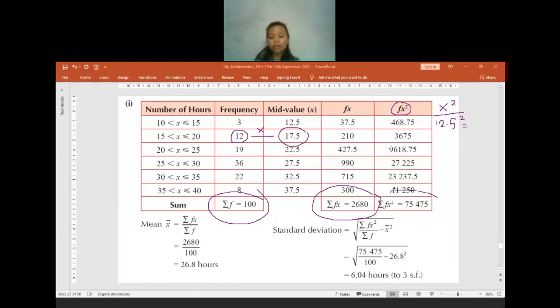After that, for finding the standard deviation, you need to find the total of fx squared first. After that, you divide it by the total frequency and then subtract the mean square.